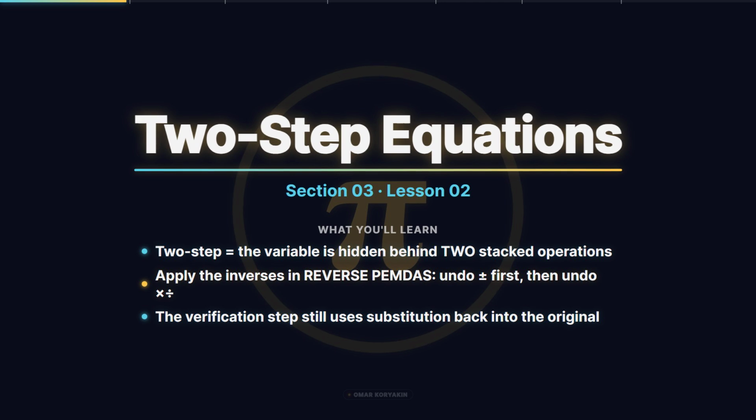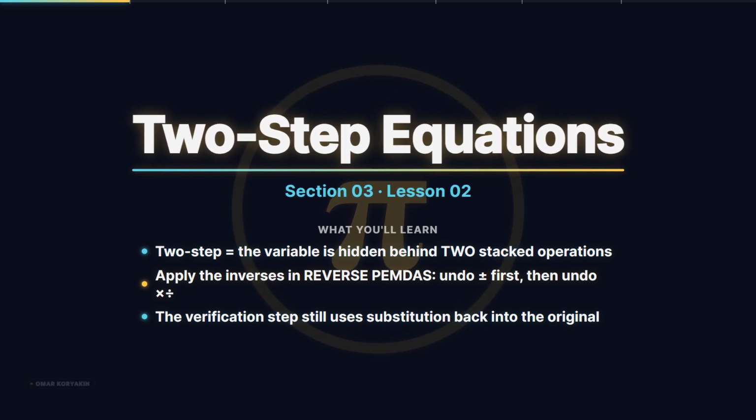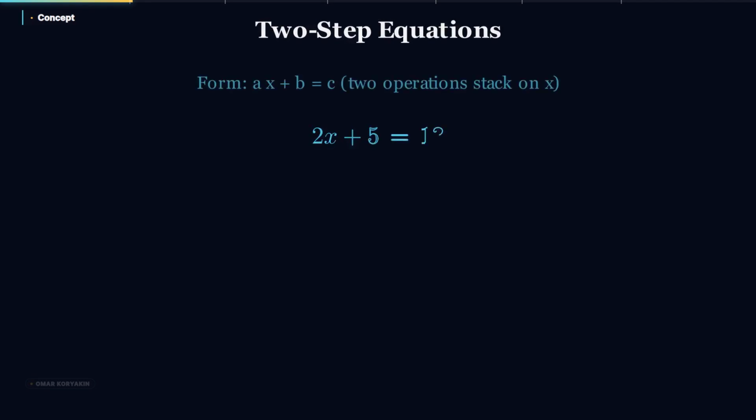Today's two examples walk this workflow end to end, and tomorrow we extend the same procedure to equations with the variable on both sides. A two-step linear equation has the form ax plus b equals c, where the variable is hidden behind both a multiplication and an addition. Two operations stack on the variable, and the solving procedure unwraps both of them in the correct reverse order. Recognizing the two-step structure on any equation immediately tells you the procedure to apply.